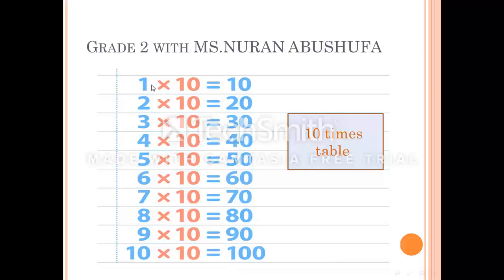Now the last one is 10 times table, the easiest one. 1 10's 10, 2 10's 20, 3 10's 30, 4 10's 40, 5 10's 50, 6 10's 60, 7 10's 70, 8 10's 80, 9 10's 90, and 10 10's is 100.